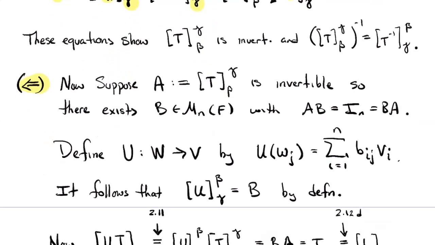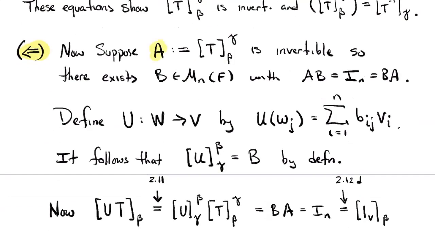To go the other way, now I'm going to suppose, I'm going to give it a short name A, that the matrix of T in the beta gamma basis is invertible. So remember what that means. That means there's some other square matrix B whose products with A in both orders is the identity matrix. All right, my goal is to show that T is invertible, so I'm just going to produce its inverse. Let me define an operator U from W to V. Remember, I can define an operator by specifying its values on a basis, so that's what I'm going to do.